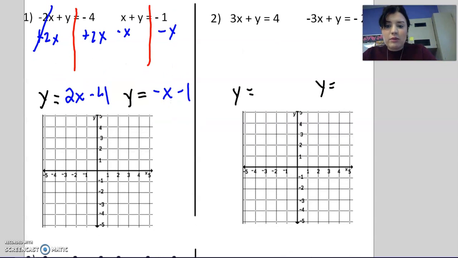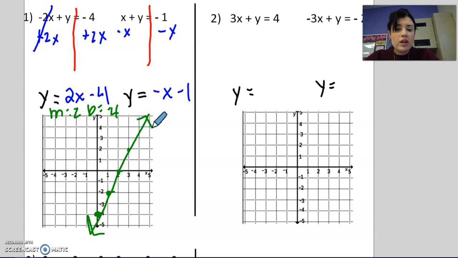We've talked about this before. What is our m here? It is 2. And what is our b? It is negative 4. So we're going to plot that negative 4 first. Then we're going to go up 2, right 1. Up 2, right 1. Up 2, right 1, just like that. You can do a few, but 3 dots is what I'd like us to do.